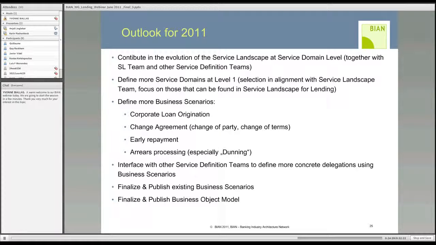This is what we plan for the next few months, and hopefully this will also get more interest from participants in the work that we are doing, and everyone is welcome to actively contribute to it by becoming a Buyin member.